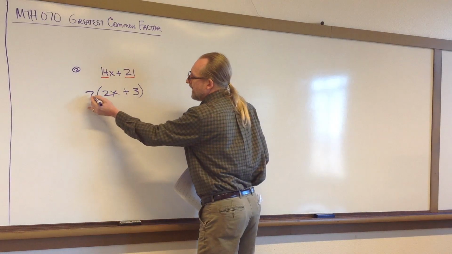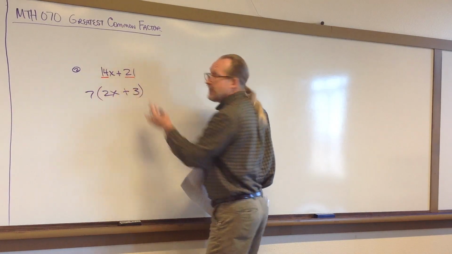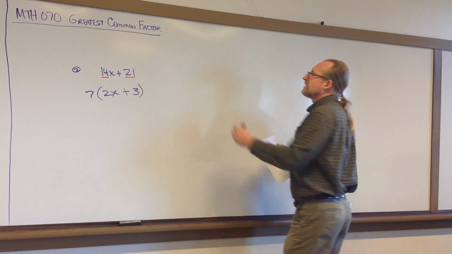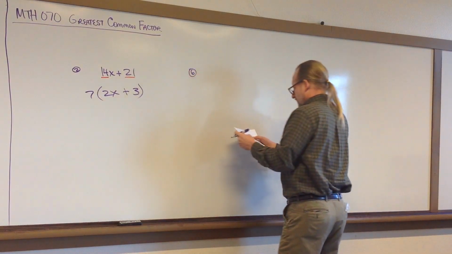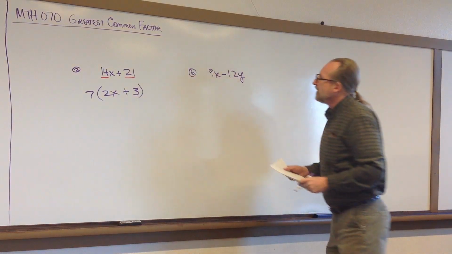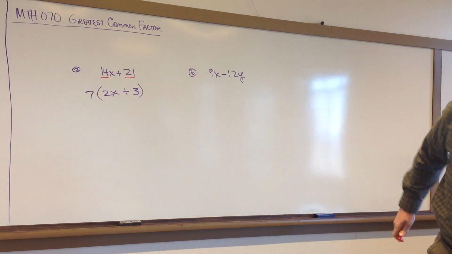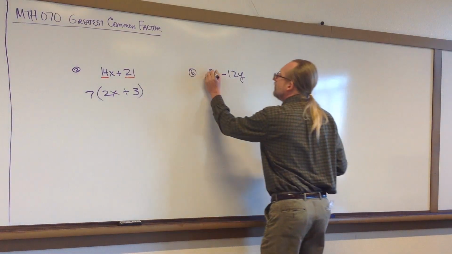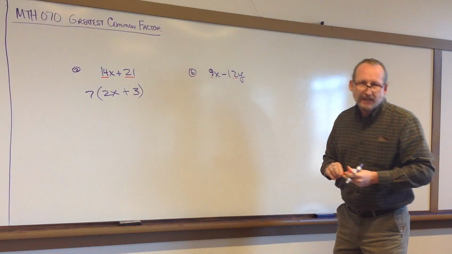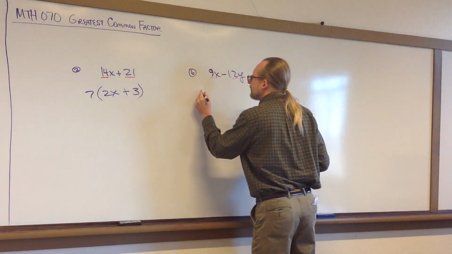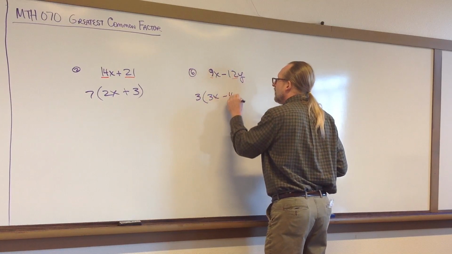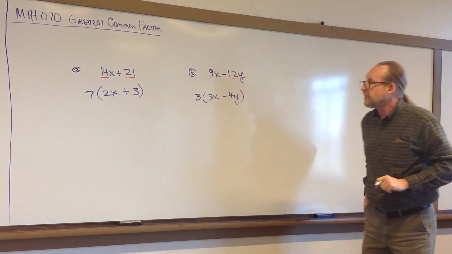And you can always double check by multiplying back through and making sure that you end up with what you started with. Let's see, problem 6. We've got 9x minus 12y. So again, look at the coefficients, the 9 and the 12. They have a common factor of 3. And that'll leave you with 3x in the front and 4y in the back.